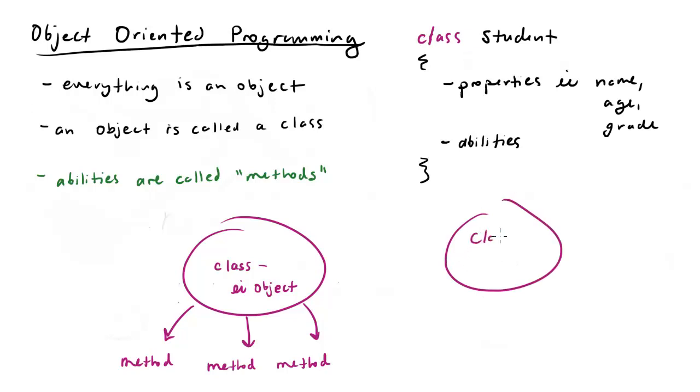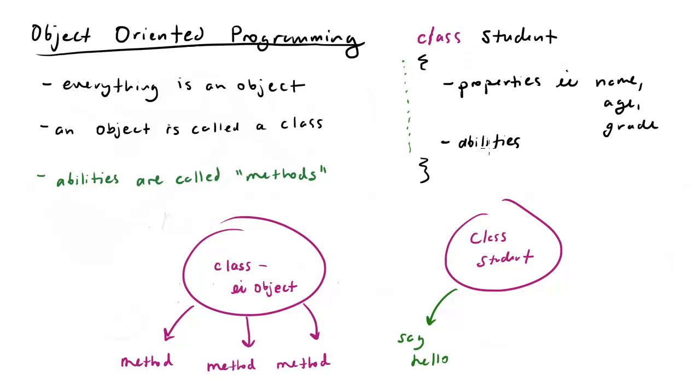Here's our class, student. And let's say one of the possible methods that a student could have would be to say hello. So when I create a student, I have all of this information here. It has all these properties. You can give him a name, an age, a grade, and he also has abilities.